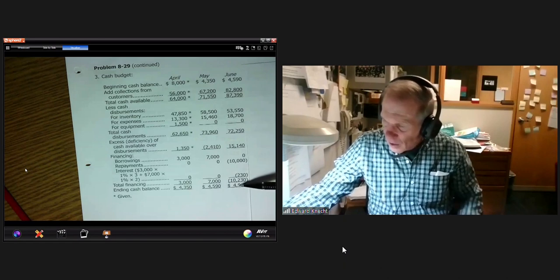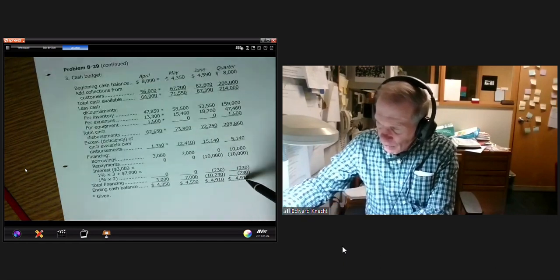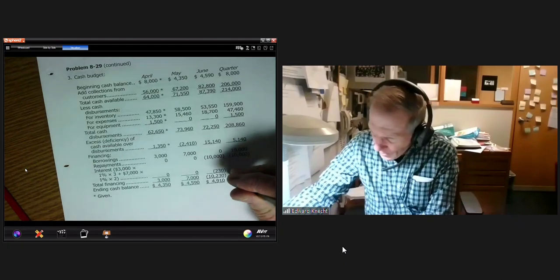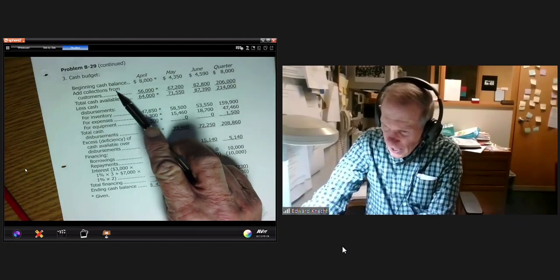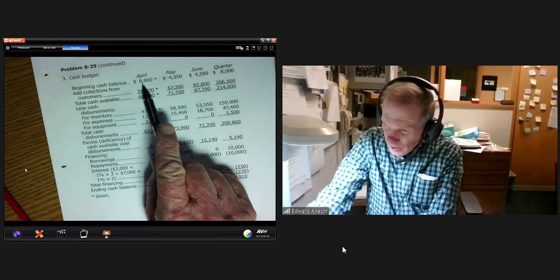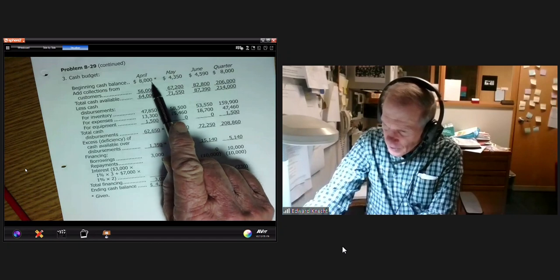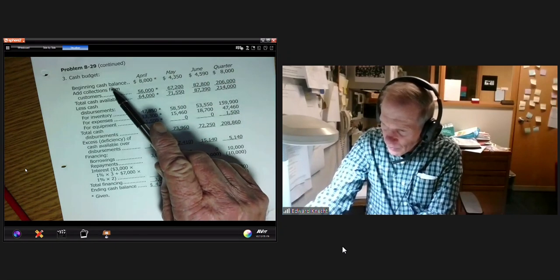So the ending cash balance should be $4,910, and it should be right there because that's the end of the quarter. And you got to make sure you do this correctly. So what's the beginning cash balance for the quarter? April 1st, they have 8,000. Students make this mistake all the time. They just start adding every single number across. You've got to read what it says.